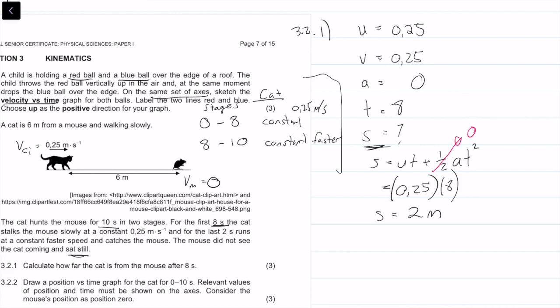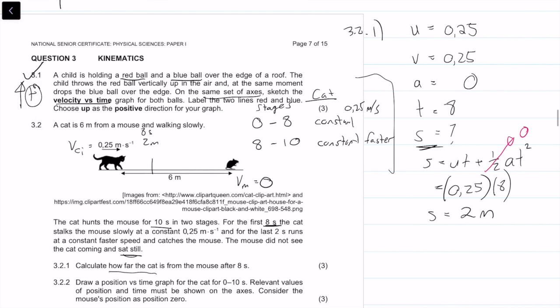Okay, so that's the distance that the cat covers in the first 8 seconds. So for the 8 seconds, we get to 2 meters. So it says calculate how far the cat is from the mouse. So the distance from the cat to the mouse is going to be the 6 meters minus 2 meters, which is equal to 4 meters from the mouse.